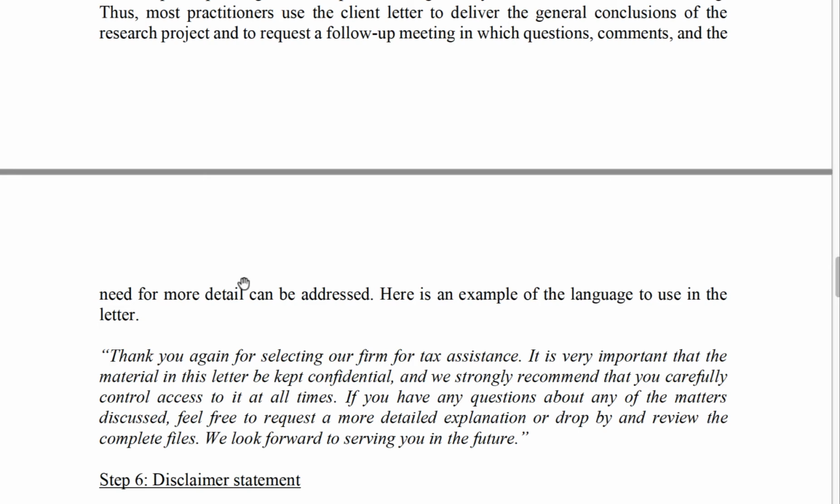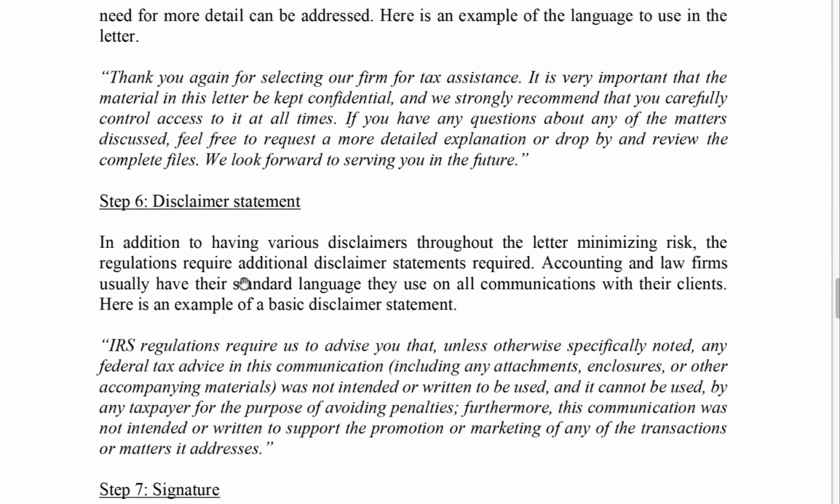Thank you again for selecting our firm for tax assistance. It's very important that you go through the letter, keep it confidential. We strongly recommend that you control access so you don't just let anybody see this. If you have any questions, feel free to request a follow-up meeting and we can take a look at the files together. We can talk over the phone, all these things. We look forward to serving you in the future. So that's what you want.